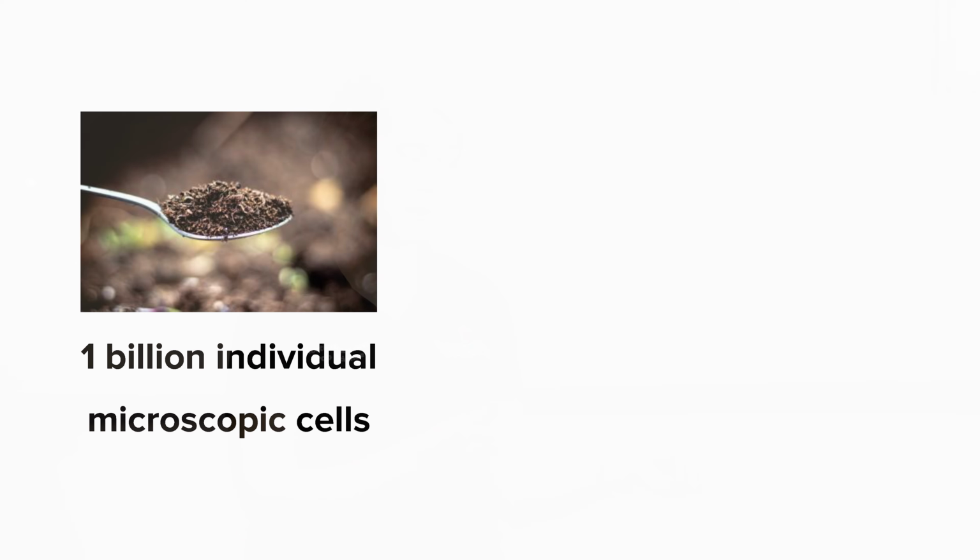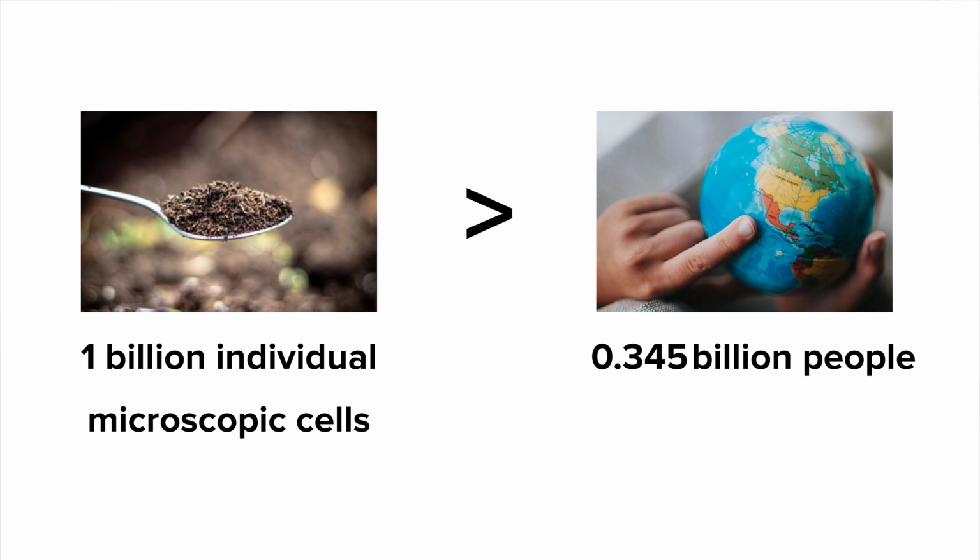Keep in mind, you're putting these biological products on your seed and then putting them into an environment that's extremely competitive. 1 teaspoon of soil can contain 1 billion individual microscopic cells. This is 3 times the number of people in the United States. So this is an extremely competitive environment that the microbes have to deal with when they're applied to the seed.